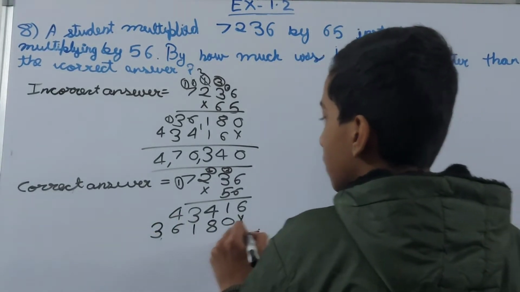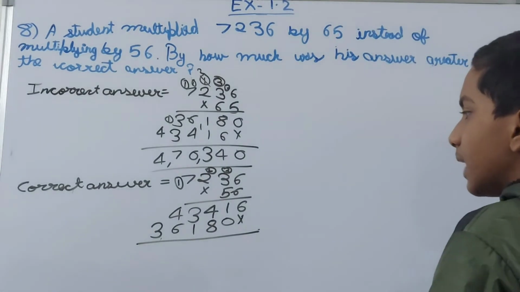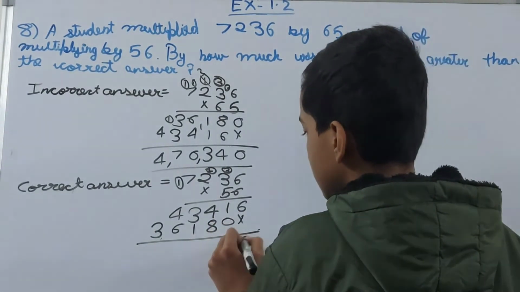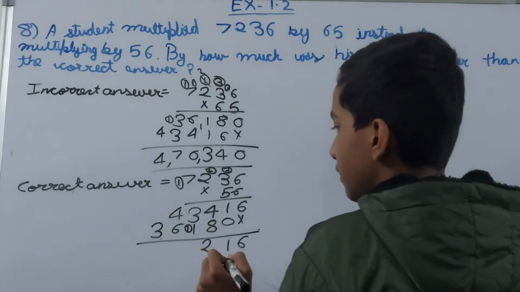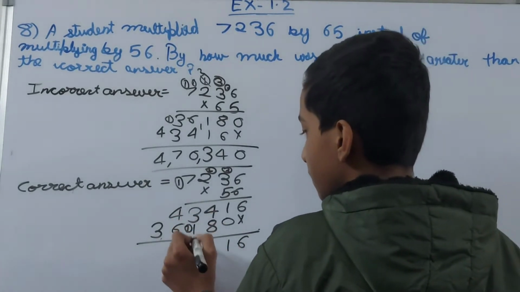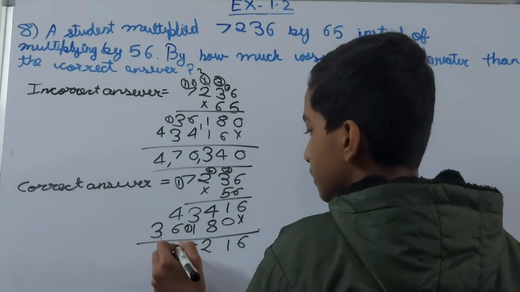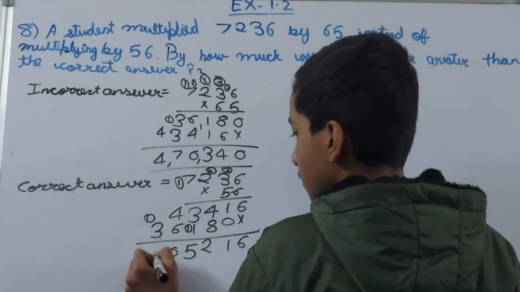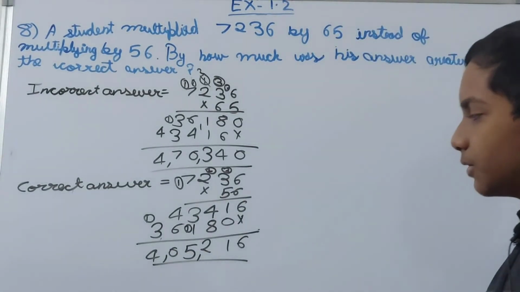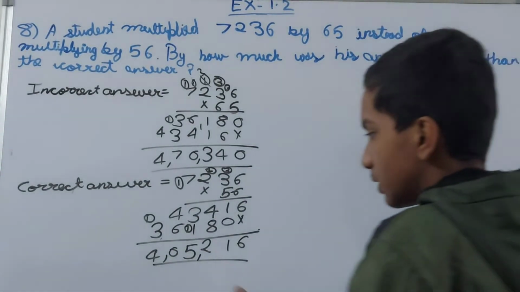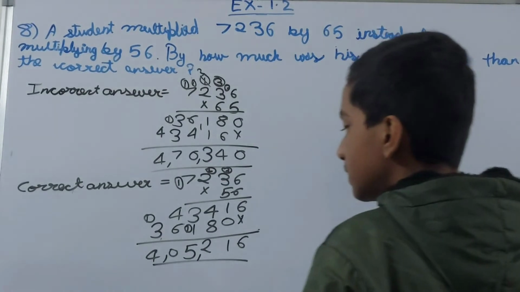Okay, now what will you do? Now again we will add this, so let's see, 6, 1 is 12, 1 is carried over, 3 plus 1, 4 plus 1, 5, and 6 plus 4 is 10, and 1 carried over 4. Okay, so what will our answer be? 405,216. Okay, so it is 405,216.